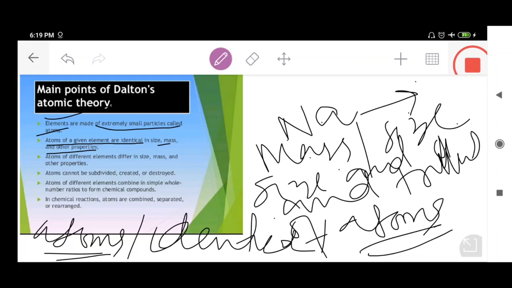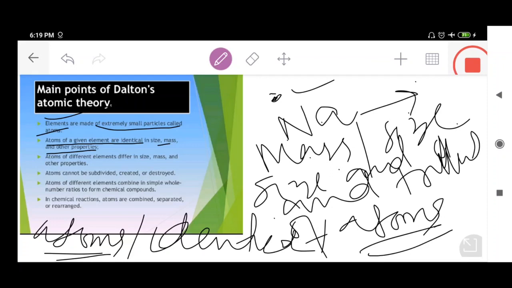If I put a drop of ink here on this whiteboard, this drop of ink contains millions and trillions of atoms. From this you must come to the conclusion that the atom is a very meager, very minute particle. That's why I told you, atoms of a given element are identical in size, identical in mass, and other properties as well. They show the same physical and chemical behavior, and they are identical with respect to size, mass, and shape.